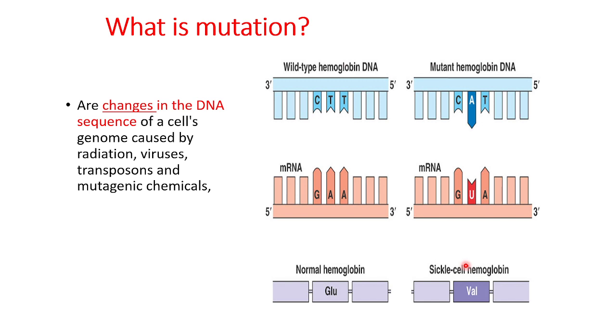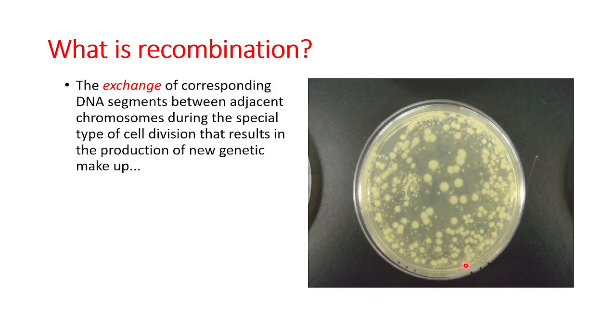So any changes in the DNA sequence of a cell's genome caused by, you say, radiation or transposons, some mutagenic chemicals, or the different types of microorganisms, viruses, etc. So there are different factors by which these kinds of mutations can occur. So ultimately these mutations can be even smaller, like we see here, this is only a single nucleotide which has been mutated to something else, and then we are seeing a very diseased condition, from a normal hemoglobin to a sickle cell hemoglobin condition, that is a diseased condition.